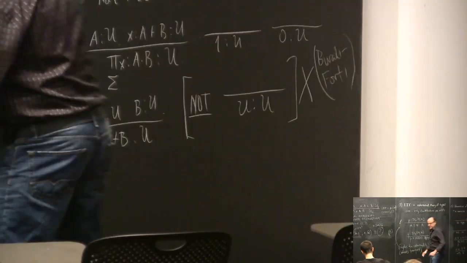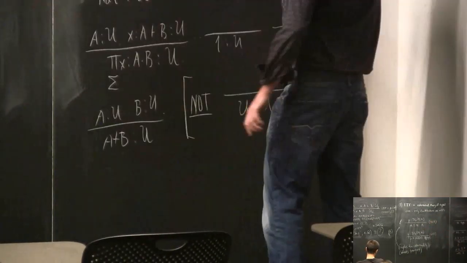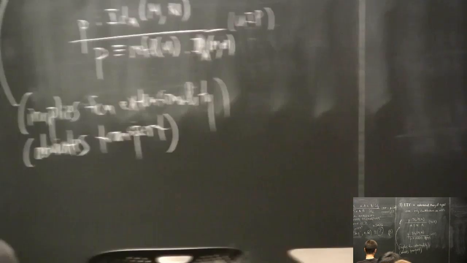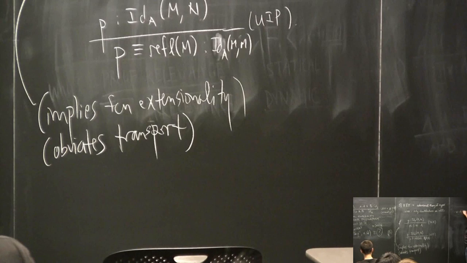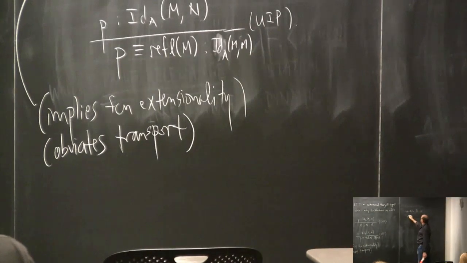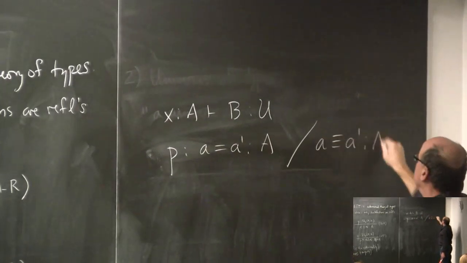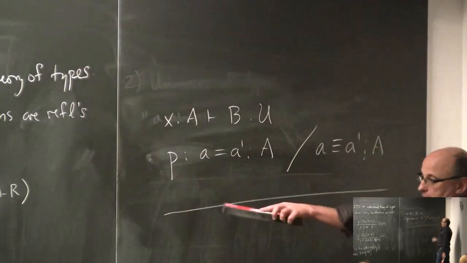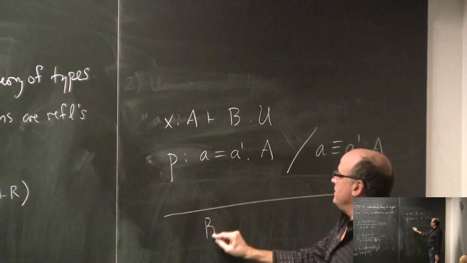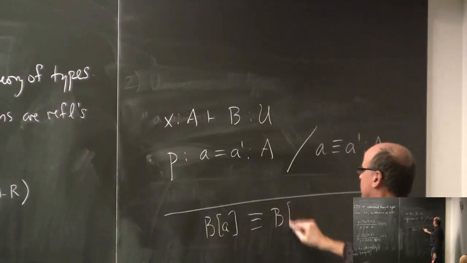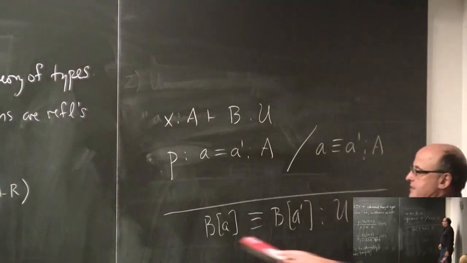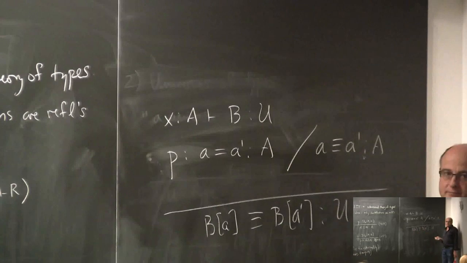Why? Because if you think of the rule for transport, the rule for transport says you have a family of types. Well, whether it's in U or not is not relevant here. And you have a proof that A is equal to A prime in A. Well, that means that A and A prime are judgmentally equal. And therefore, by the equality identity reflection, the types B of A and B of A prime are definitionally equal in U. So they're replaceable one for the other without any need for transport. Okay? And life is really good.